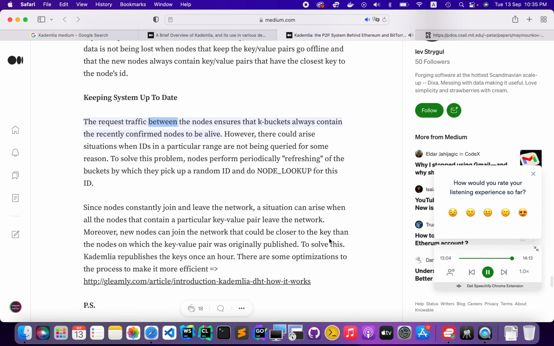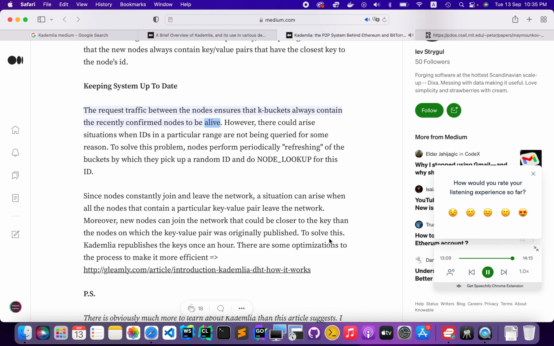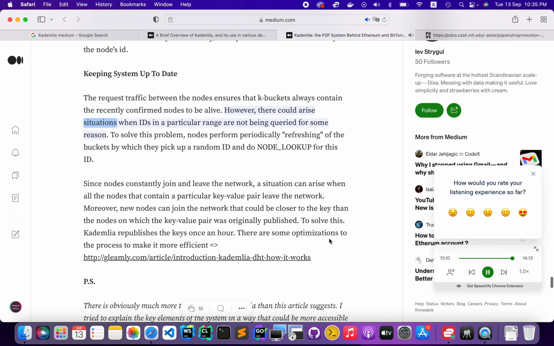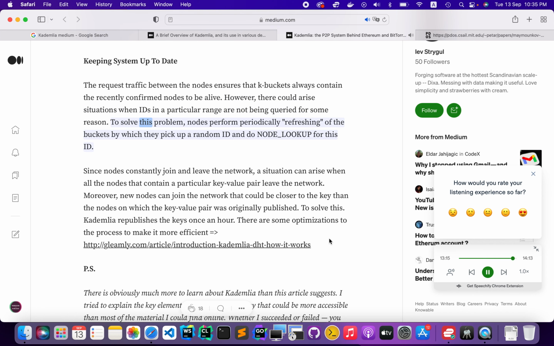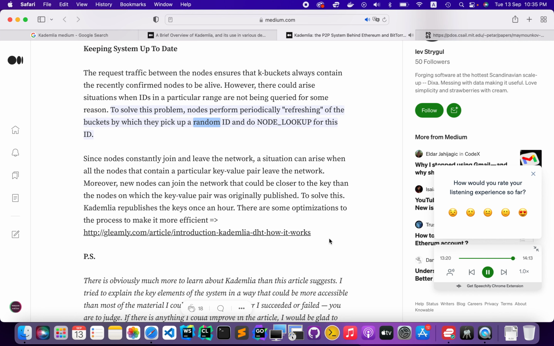The request traffic between the nodes ensures that k buckets always contain the recently confirmed nodes to be alive. However, there could arise situations when IDs in a particular range are not being queried for some reason. To solve this problem, nodes perform periodic refreshing of the buckets, by which they pick up a random ID and do node_lookup for this ID.